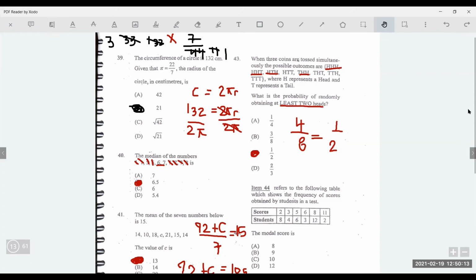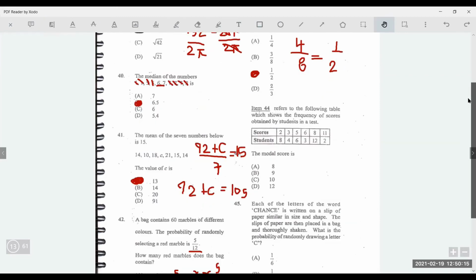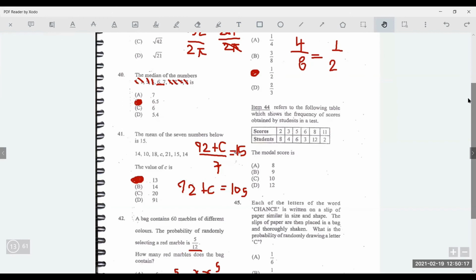Item 44 shows a frequency table, and it asks us what is the modal score. The modal score is which score most of the students get.